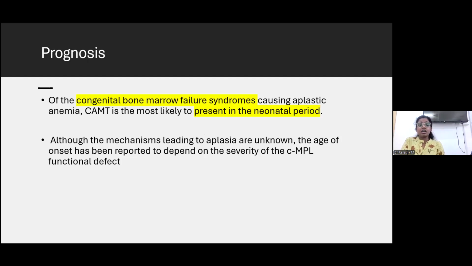And prognosis: it is one of the congenital bone marrow failure syndromes, which presents in the neonatal period and evolves into aplastic anemia, although the mechanism is unknown so far.